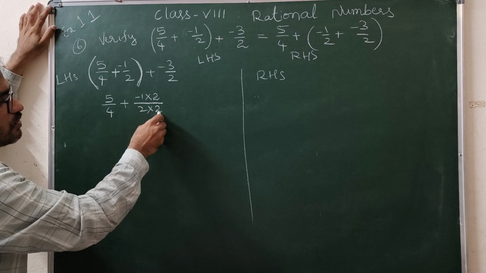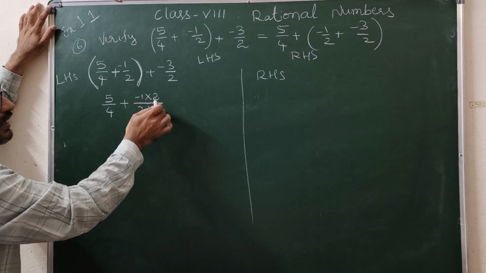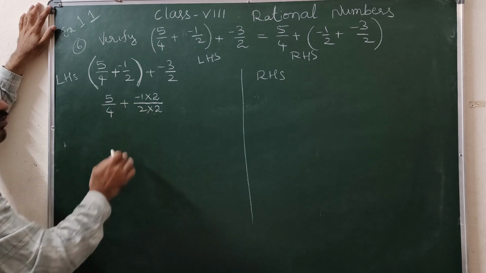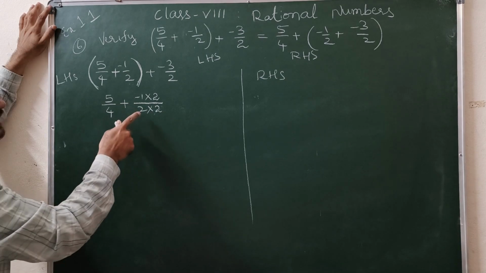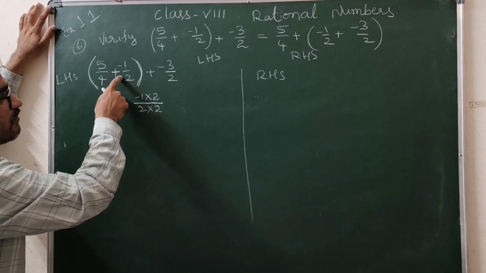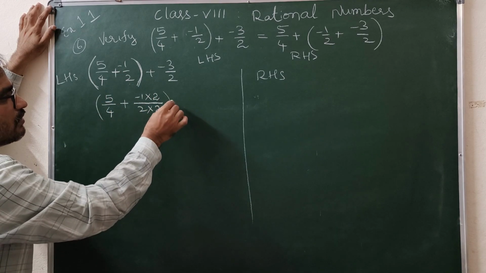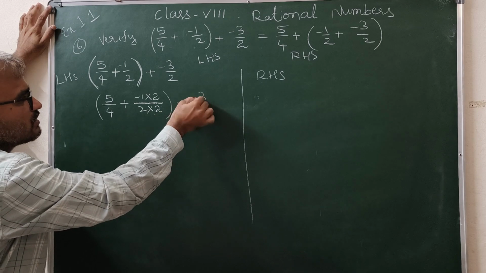Again what happens? This 2 gets cancelled. 2 ones, 2 ones. This common factor gets cancelled and minus 1 by 2 will remain. Means without changing the value of the fraction, we are writing the equivalent fraction of minus 1 by 2 here, right? Plus minus 3 by 2.